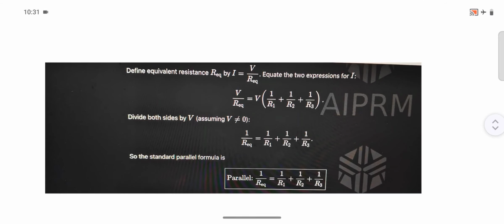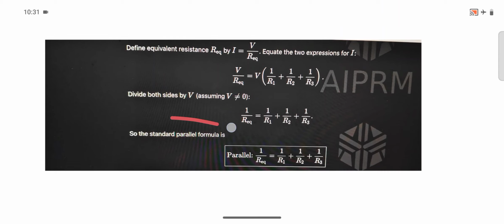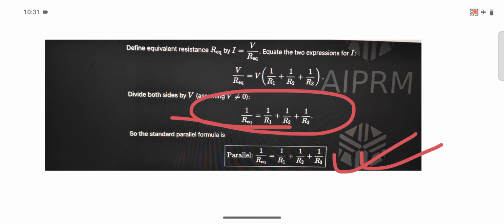You can see simply we are comparing two equations, and then we are getting the formula for equivalent resistance. So the formula for equivalent resistance in parallel condition is this one, and in series it is very simple. For capacitors it will be opposite. For resistance in series, R equivalent is equal to R1 plus R2 plus R3. In parallel, 1 by R equivalent is equal to 1 by R1 plus 1 by R2 plus 1 by R3.